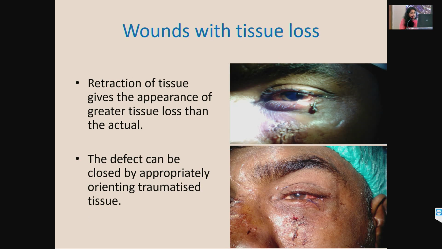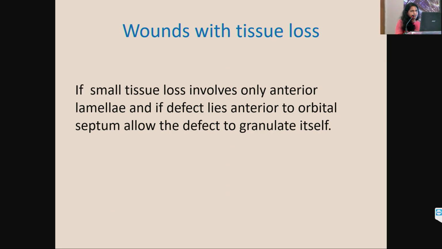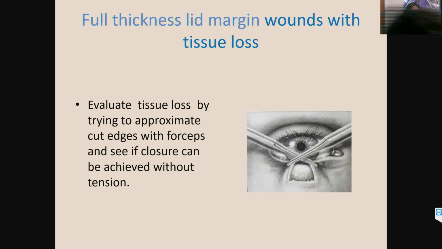Wounds with tissue loss. Most of the time, retraction of the tissue gives the appearance of greater tissue loss than the actual. So the defect can be closed by appropriately orienting the traumatized tissue. If it is a small tissue loss involving only the anterior lamellae, it can be allowed to regranulate by itself.